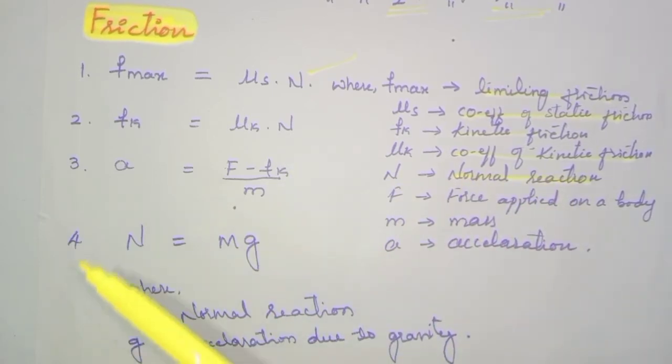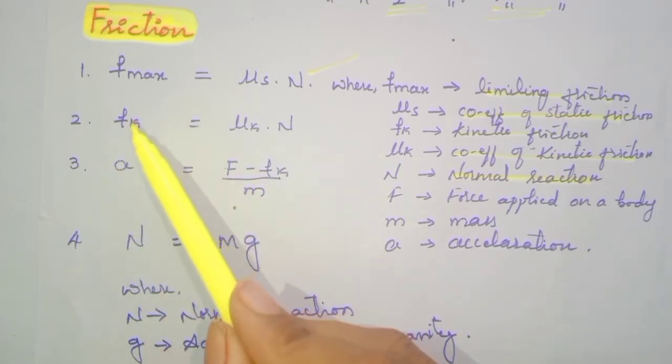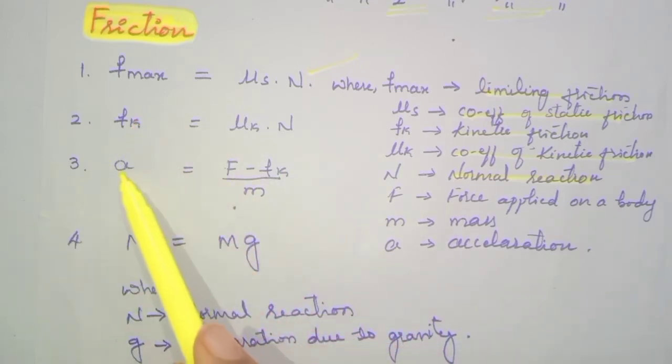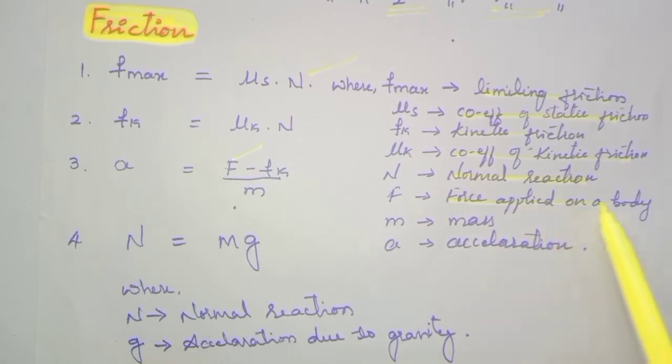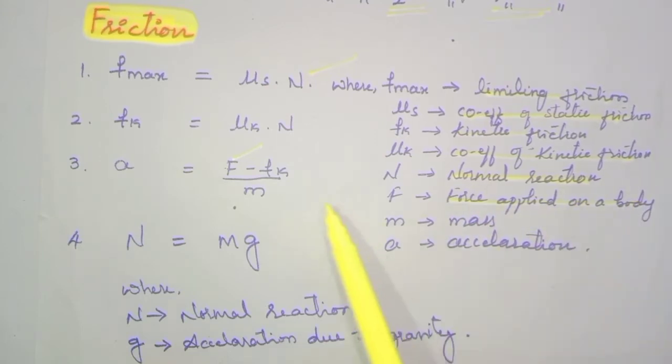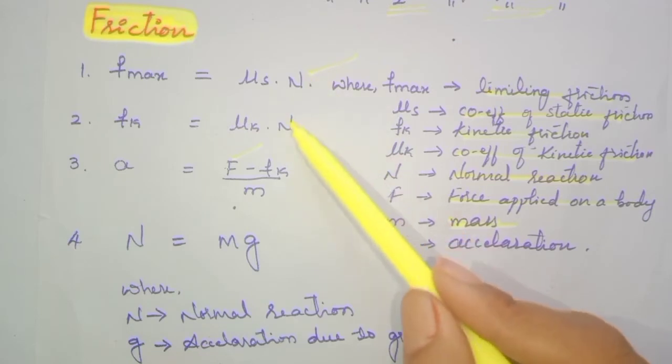The next one, which we have derived, is the acceleration formula using kinetic friction, which is acceleration a is equal to F minus Fk divided by m. Here F is the force applied on a body, Fk is kinetic friction, and m is the mass of the body. And here we are using N, which is normal reaction.